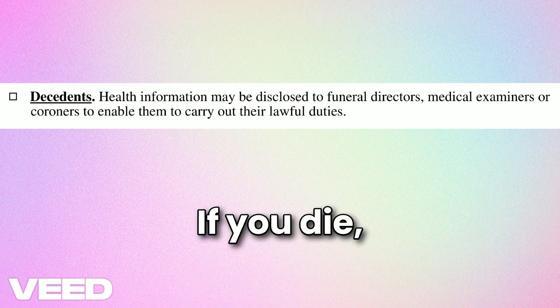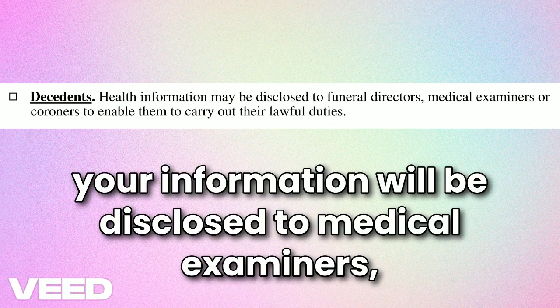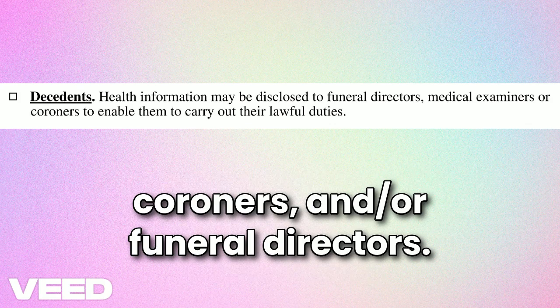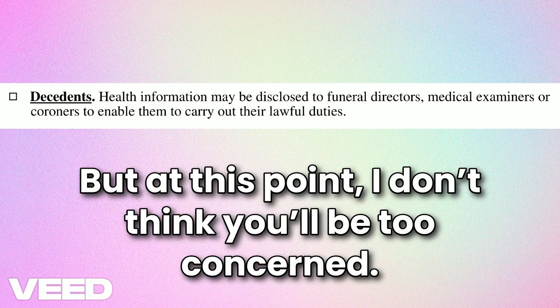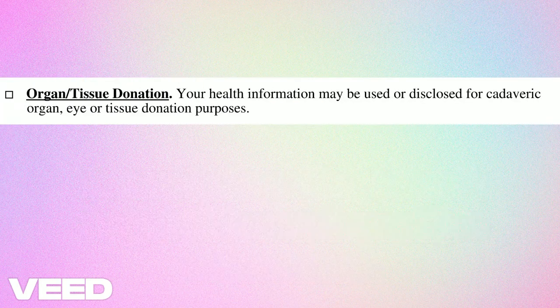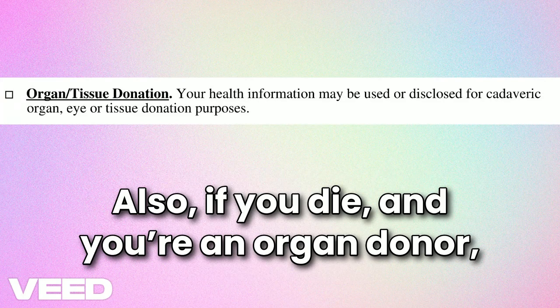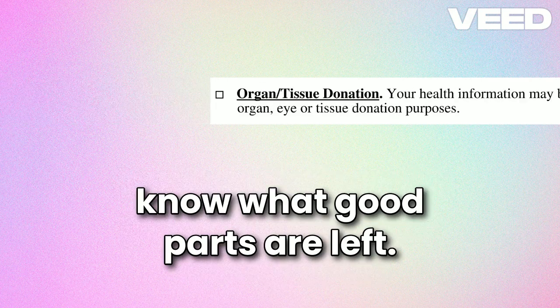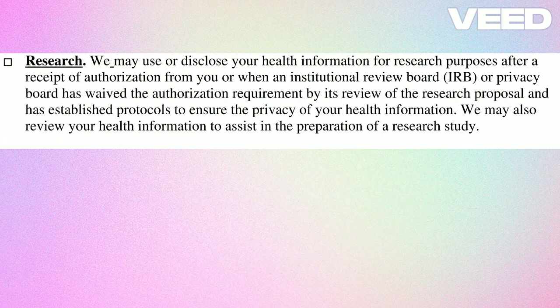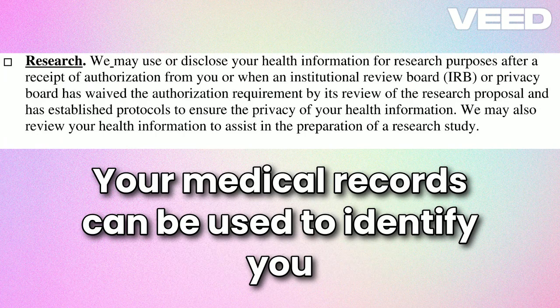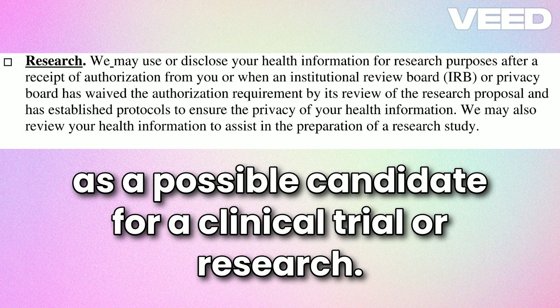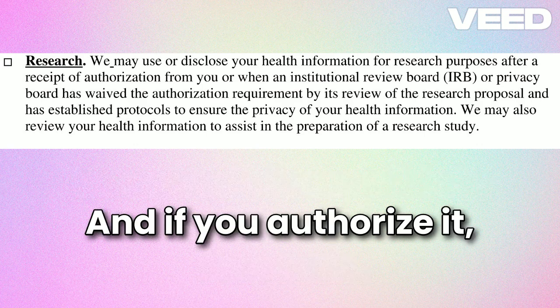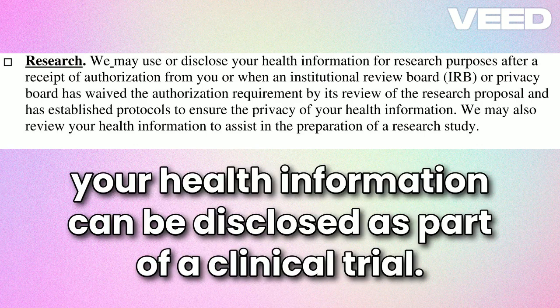Descendants. If you die, your information will be disclosed to medical examiners, coroners, and/or funeral directors. But at this point, I don't think you'll be too concerned. Organ tissue donation. Also, if you die and you're an organ donor, the hospital can let people waiting for transplants know what good parts are left. Research. Your medical records can be used to identify you as a possible candidate for a clinical trial or research, and if you authorize it, your health information can be disclosed as part of a clinical trial.